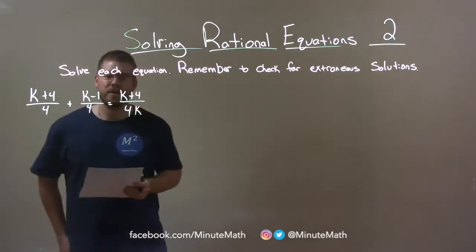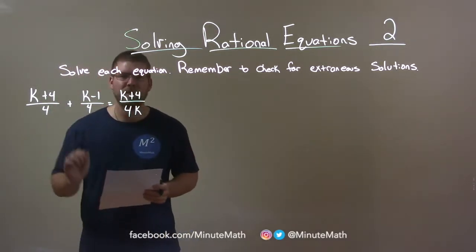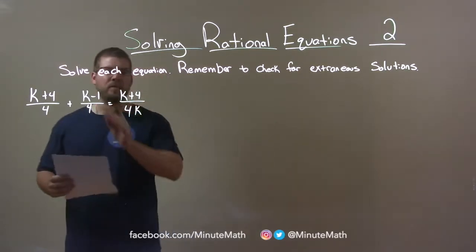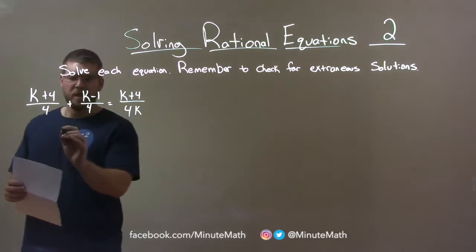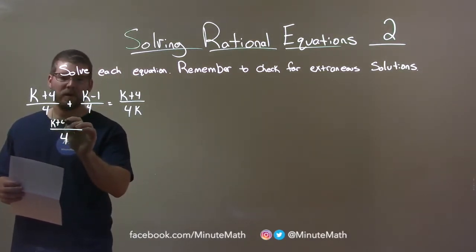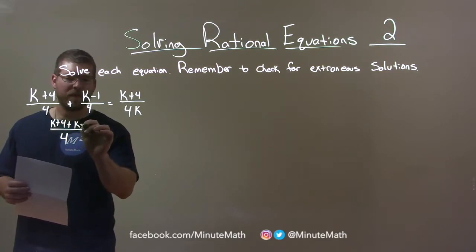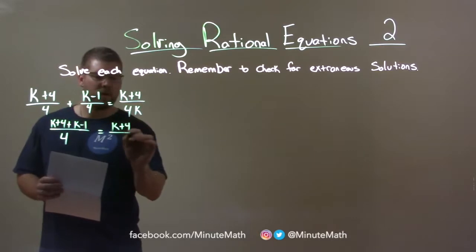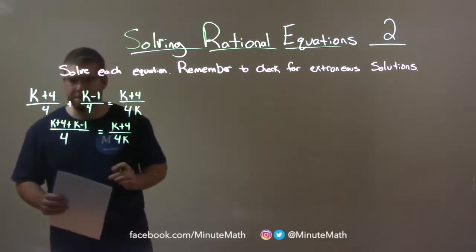Well, the first thing I'm going to do here is on the left-hand side, I can add these fractions together. I can combine them because they have the same base, which is 4. So let's go do that. Together it becomes one fraction with 4, and we have k plus 4 plus k minus 1, and that's equal to k plus 4 over 4k.